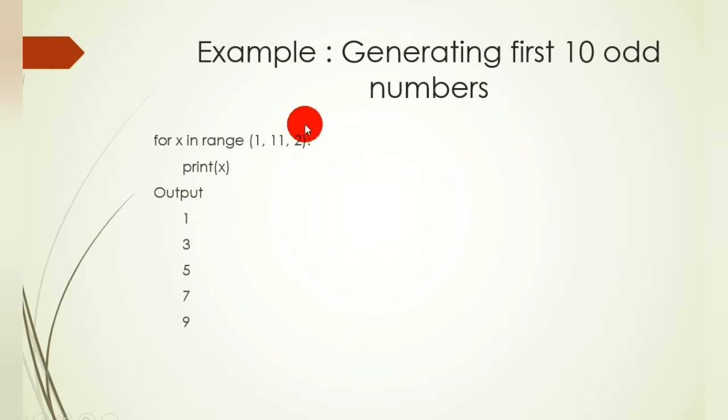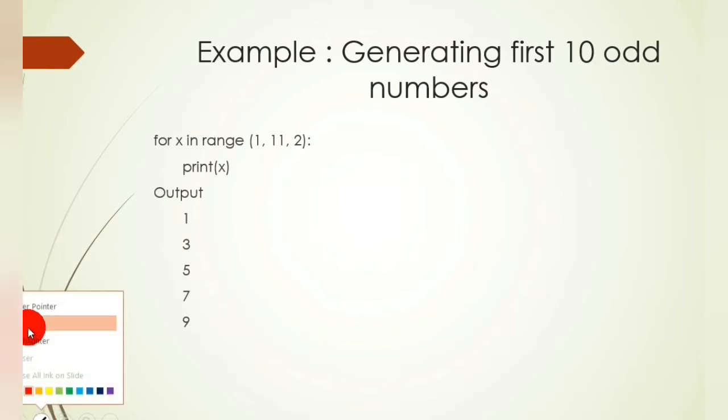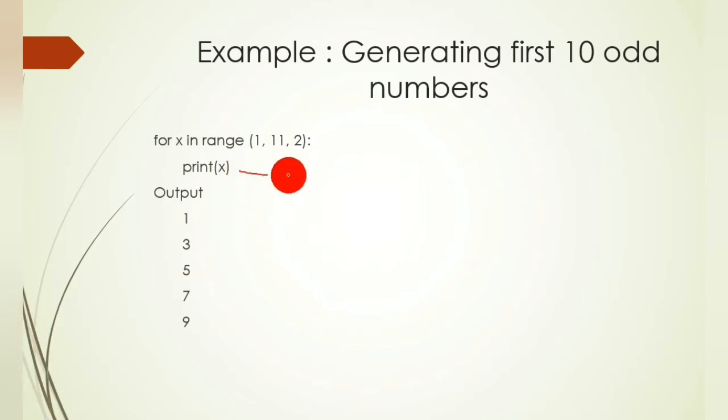So we increment 2 by 2, okay. First it comes into the loop, the value of x is 1. So print x means the first value can be printed. Again the control transfers to this loop, okay. And then it increments the value of x by 2, okay.